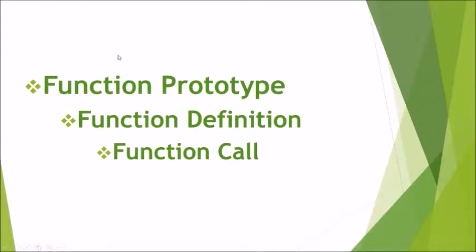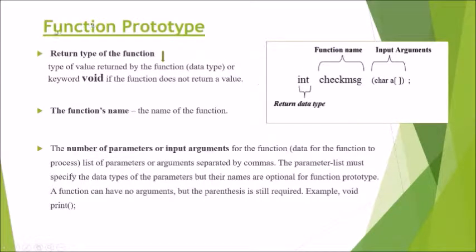Let's go next. I'm going to introduce the three important parts of the user-defined function. The function prototype. Here I have the three important things. The first one is the return data type, then the function name and the input arguments. The return type of the function is the type of value returned by the function, or void if the function does not return a value.